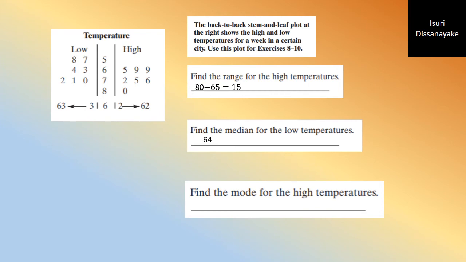Find the mode for high temperature. You know in statistics the mode means the most repeated data. You can see 69 is repeated twice for high temperature. I repeat, 69 is repeated twice for high temperature, so the mode is 69.